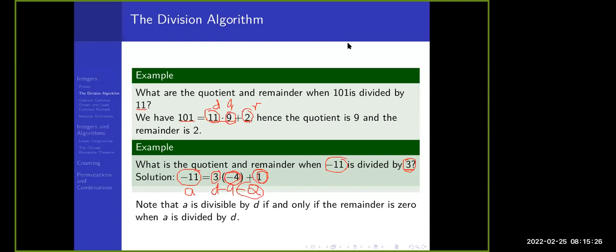Yes, sir. Is there a situation whereby we can... So we can say that a is divisible by d if and only if the remainder is 0 when a is divided by d. So when the remainder is 0, it's quite clear. We simply say a is divisible by the divisor, which is d.